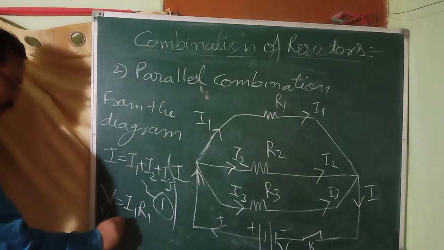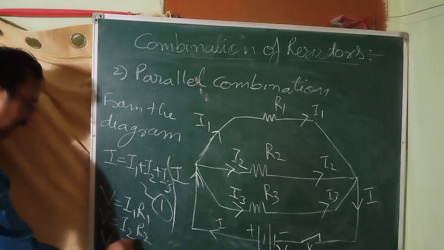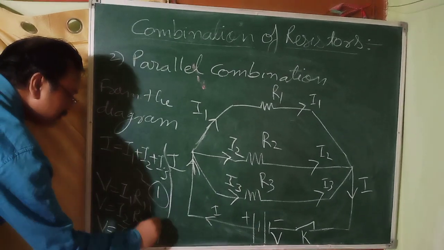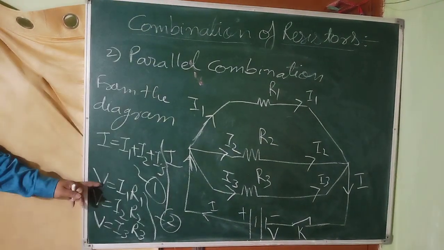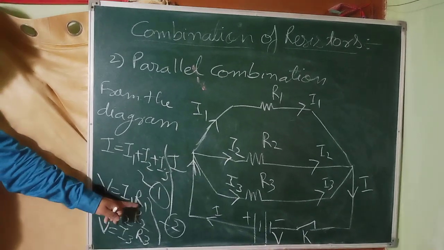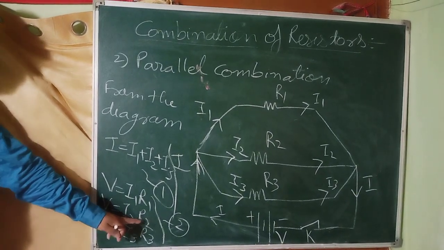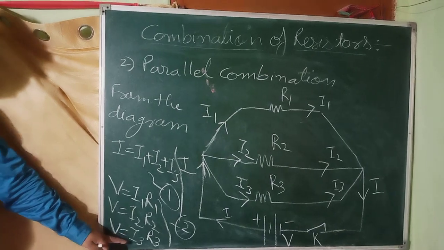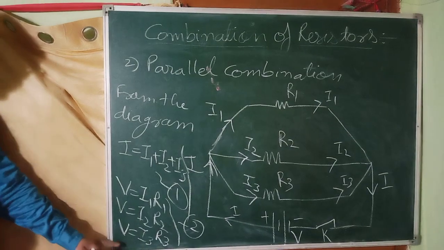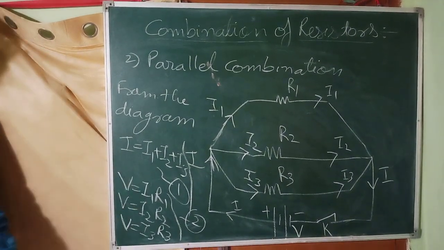V is equal to I2 R2, and V is equal to I3 R3. This is our equation number 2. This is for the first resistor: how much current is passing through it? I1. What is the resistance? R1. How much current is passing through the second resistor? I2. What is the resistance? R2. What is the current passing through the third resistor? I3. What is the resistance of the third resistor? R3. So in this way we can get the potential differences, and you can see the potential differences are the same.